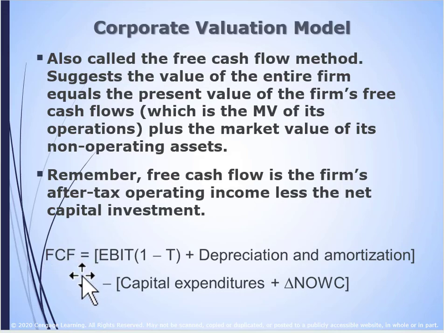So to find the free cash flow of the company, again, we need EBIT times 1 minus T. Now we have to add depreciation and amortization. And from that, as you remember, we're going to subtract out any capital expenditures and any change in net operating working capital assets. Again, we've done this formula and talked about this in other videos. You can refer back to those if you need a little refresher.